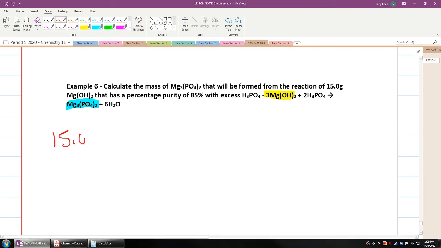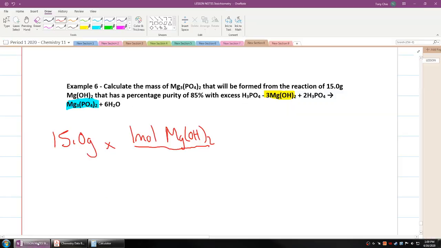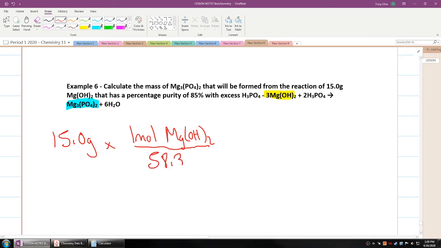So 15.0 grams times 1 mole of Mg(OH)2 over, what's the molar mass of magnesium hydroxide? Well, if we look at magnesium hydroxide, magnesium is 24.3 plus 2 OHs. Well, 1 OH is 16 plus 1, that's 17. That means I add 34, so it's 58.3. The molar mass of magnesium hydroxide is 58.3 grams. So my grams will cancel out.